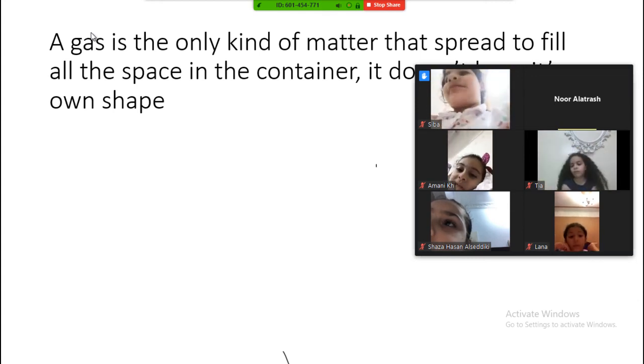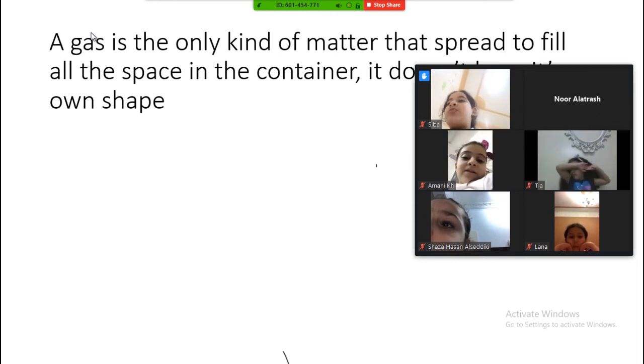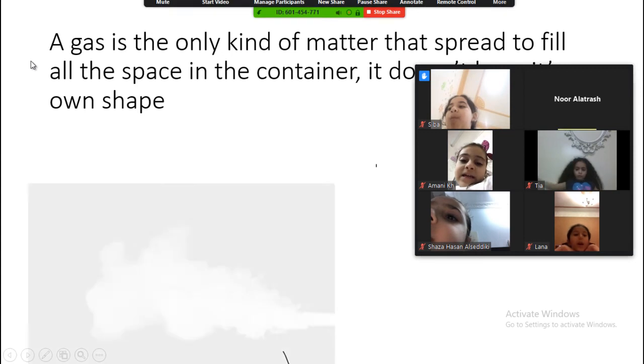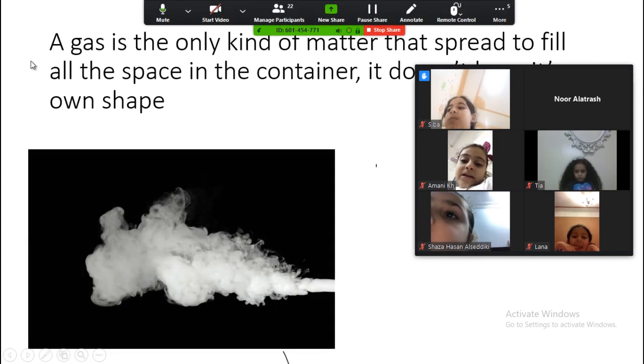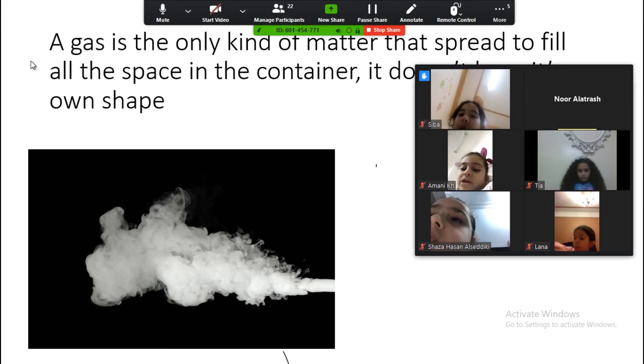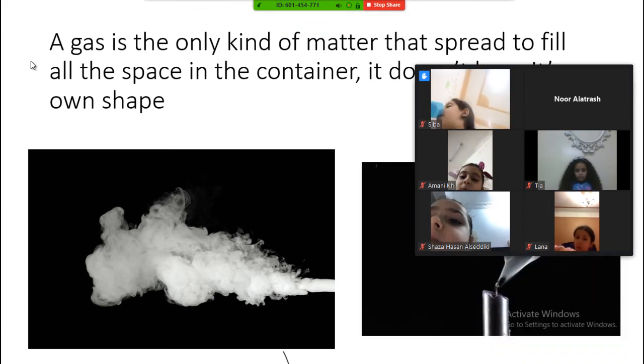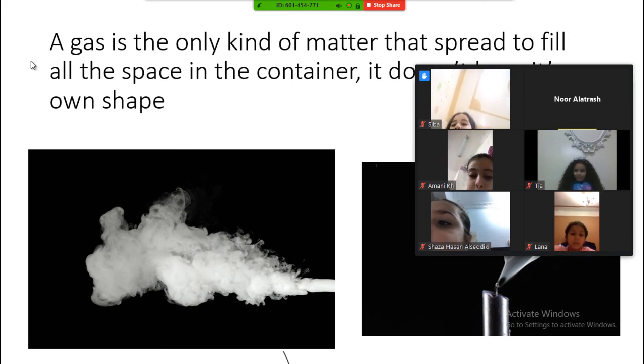Do you think that the gas can sit in one place, or it will spread around? It will spread around. The gas will try to spread around to fill the space of the container. You can feel the air sometimes when it's blowing on your cheek or when it blows out a candle.